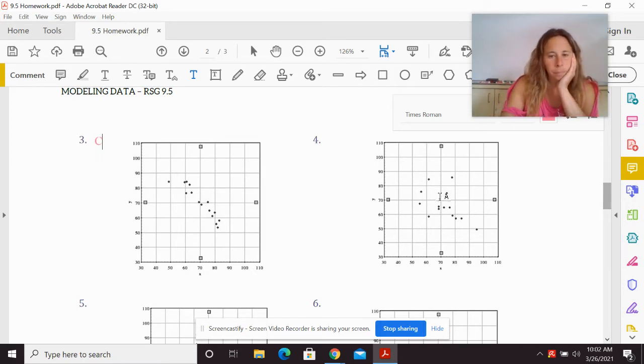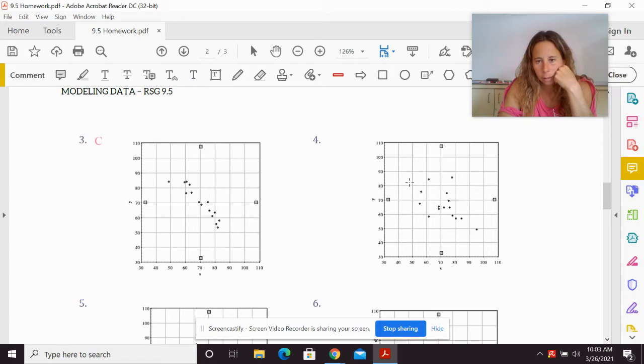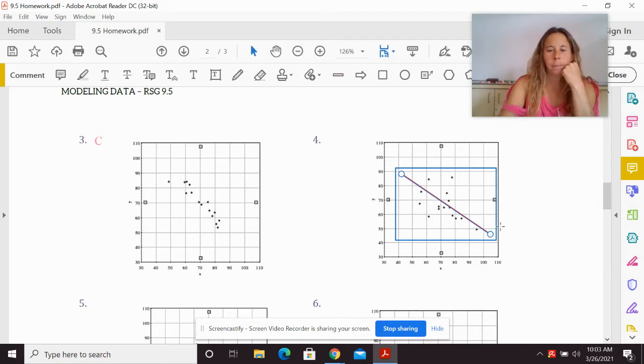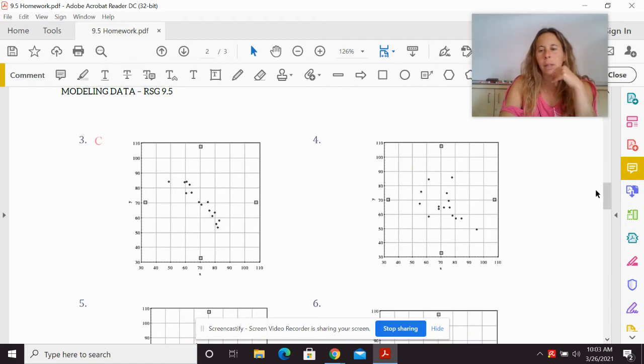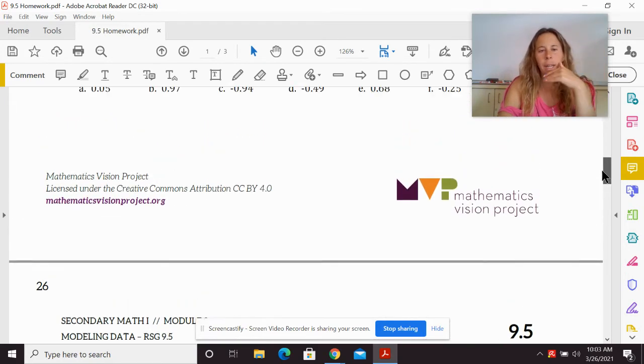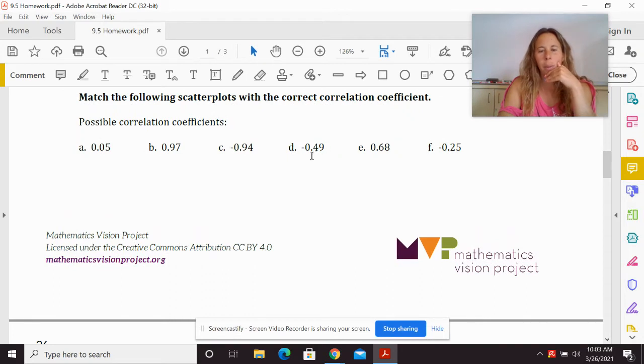Okay. So it is decreasing, right? If I were to draw a best fit line in here, it would be going down. All right. It would have a negative slope. So this is also a negative relationship, but it's not very strong. So we had 2 other negative ones. We had negative 0.49 and negative 0.25.